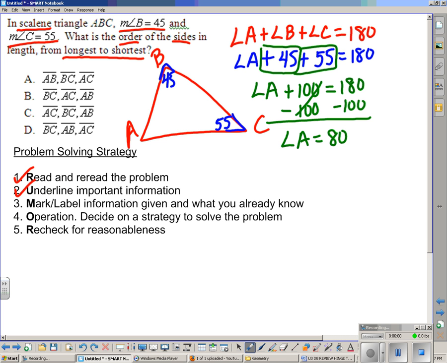Since that's a positive 100, I want to do the opposite to remove it, so I subtracted 100. 180 minus 100 on the right side of the equation gives me 80. On the left side of the equation, it cancels out, and therefore angle A is 80. Since I found angle A, and this is information I knew how to find, I want to go ahead and label angle A into my triangle.